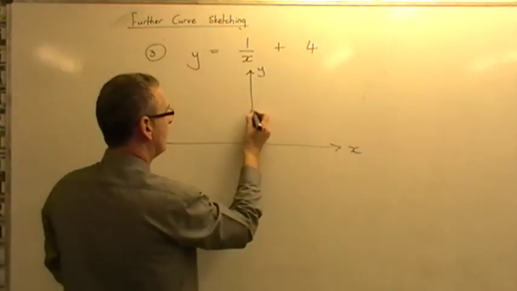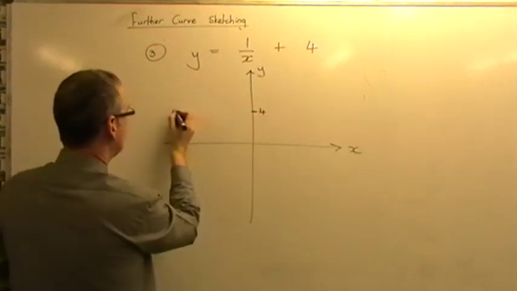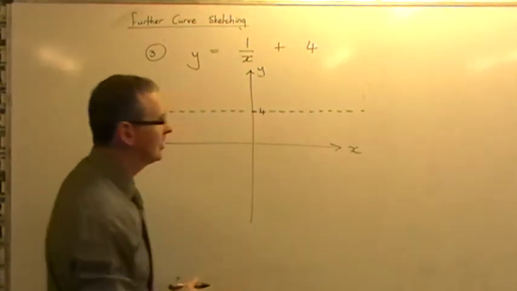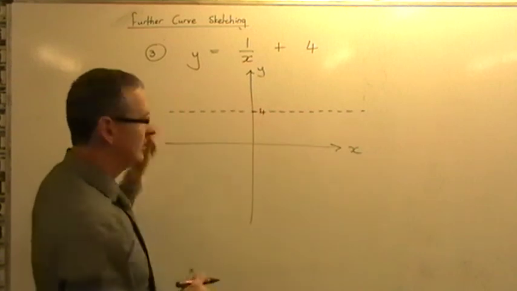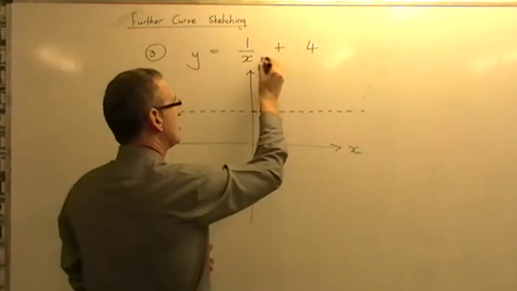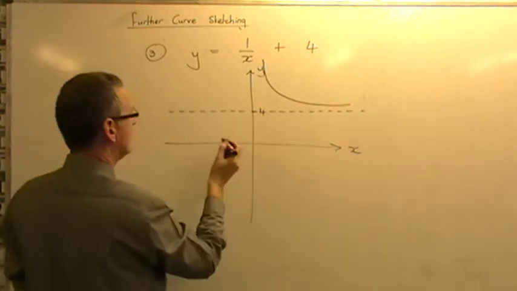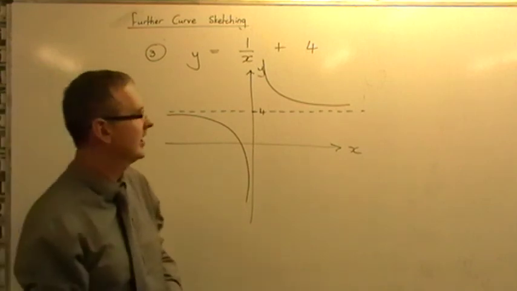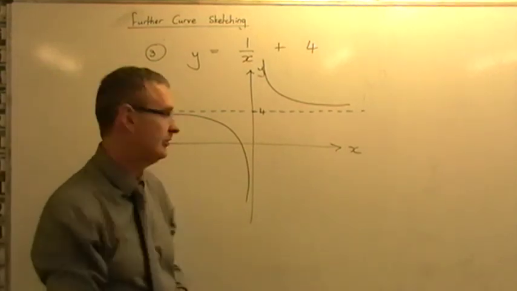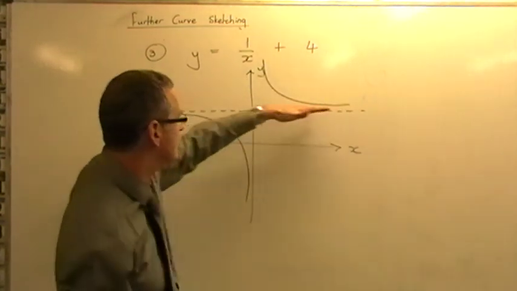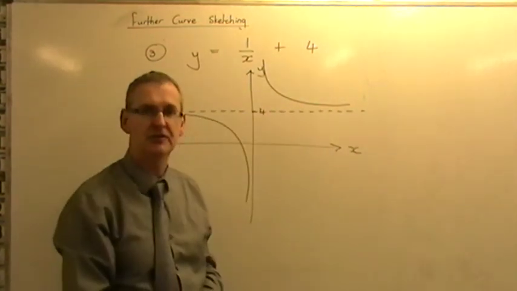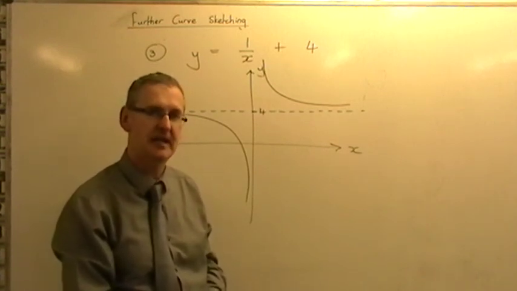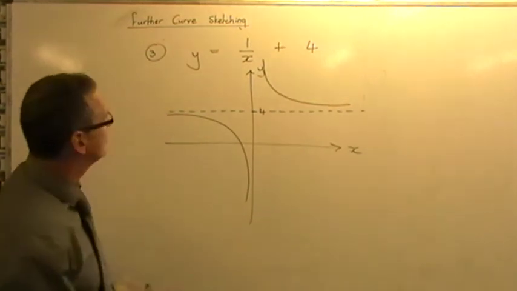I need to move things up 4 places, so you indicate 4 there, and you need to draw in a dotted line across there, like so, and using that now as our reference line, we need to just draw the reciprocal graph, which looks like that, and it looks like that. And that is y equals 1 over x plus 4. It's just the normal reciprocal, which has been moved up 4 places, and you need to put that dotted line in. That dotted line is referred to in mathematics as an asymptote, but you don't need at this moment in time to worry about that name. So that's question number 3.